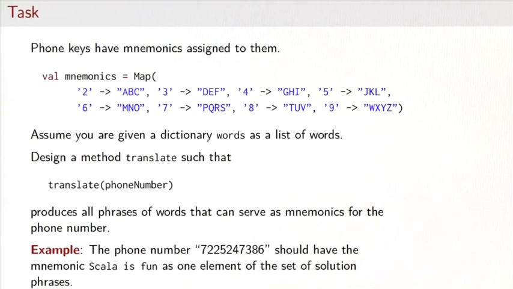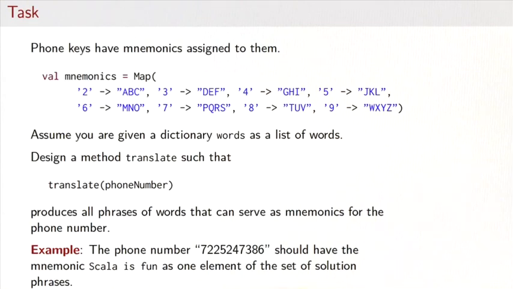If you look at your smartphone or another phone, then you find that 2 gets associated with ABC, 3 with DEF, 4 with GHI, and so on. Assume you're given a dictionary, which is a list of words that we call words for simplicity. What I want you to do is design a method translate, such that translate of a phone number would produce all phrases of words that can serve as mnemonics for the phone number. So it's something like 1-800-CALL-ME, only for the words in the dictionary.